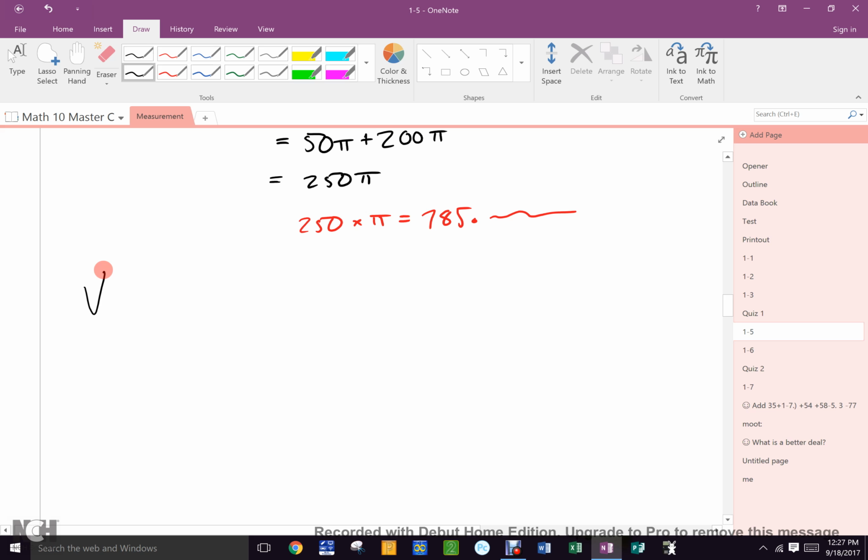What's a cylinder? Prism or pyramid? Go to the bathroom, get a drink, whatever it is you need. A cylinder is a pyramid? So what's the volume of every prism? Area of base times the height. What's the base of a cylinder? Pi r squared times h.